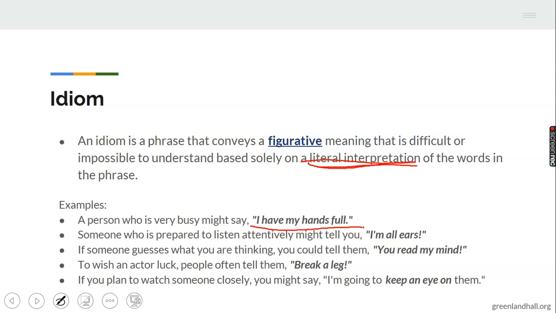Someone who is prepared to listen attentively might say, I'm all ears. I'm all ears means I'm ready. Speak, I'm listening. It doesn't mean you have ears all over your body. If someone guesses what you are thinking, you could tell them, you read my mind. Your mind is not a book. Just that a person can guess and predict what is going on in your mind, not that the person has turned your mind into a textbook or a journal.